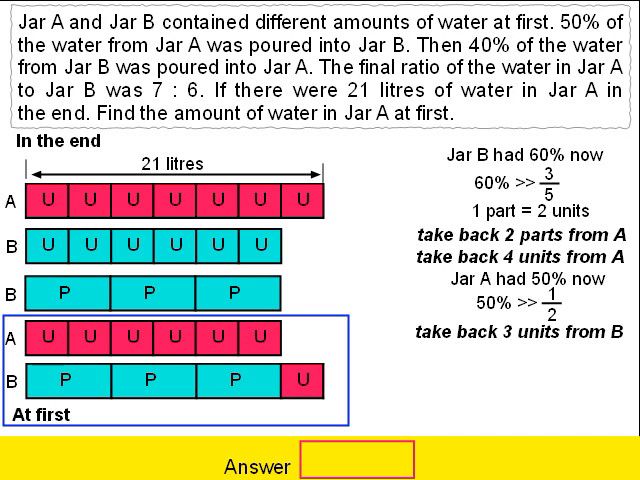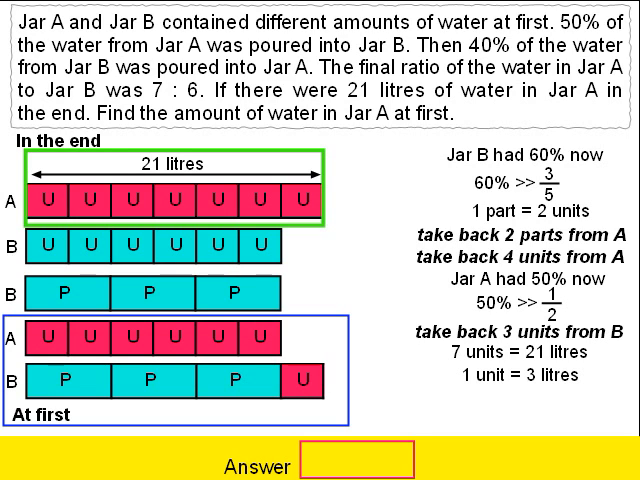Okay, so at first we know now that at first jar A had 6 units and jar B had 3 parts and 1 unit. Okay, 3 parts, 1 part is 2 units, therefore it's equal to 7 units. All right. Okay, now since we are given the fact that 7 units is equal to 21 liters, and therefore 1 unit will be equal to 3 liters of water.